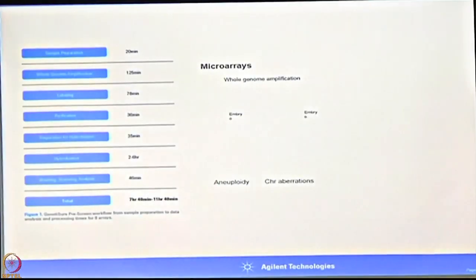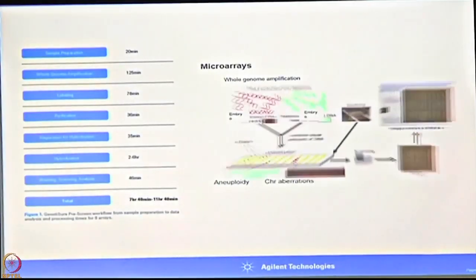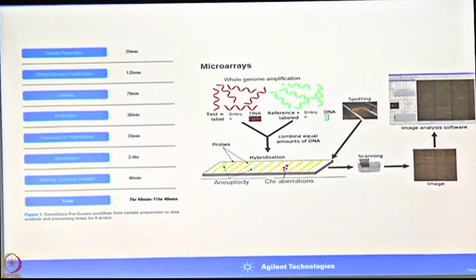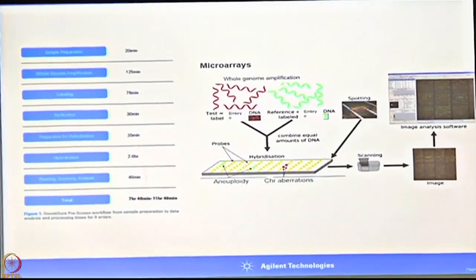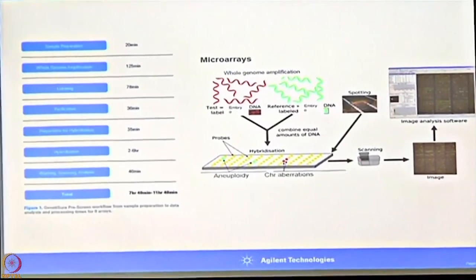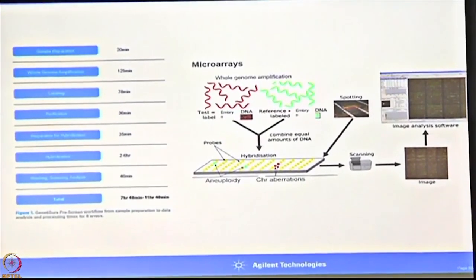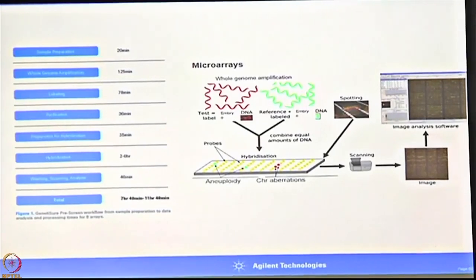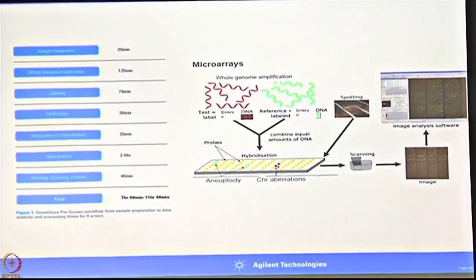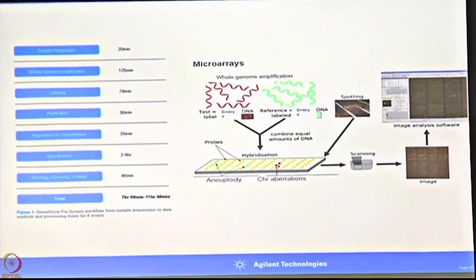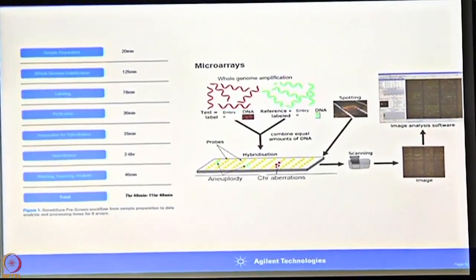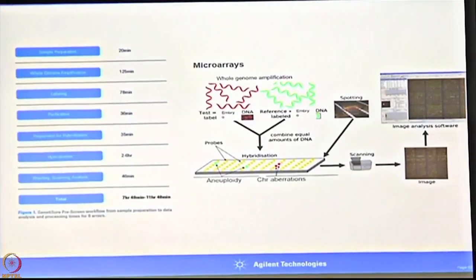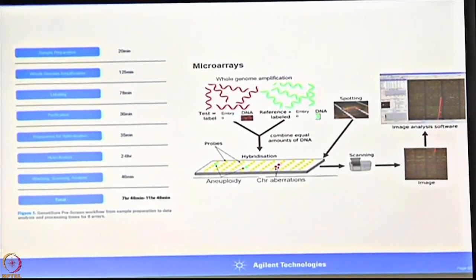When this biopsy is done, one cell is collected by the IVF embryologist, and because one cell has a very low amount of DNA, you cannot do anything with that. So we do whole genome amplification to increase the quantity of DNA, right? And we label this DNA with Cy3 and Cy5 dye, right? And hybridize on a microarray slide and go for the analysis, right?